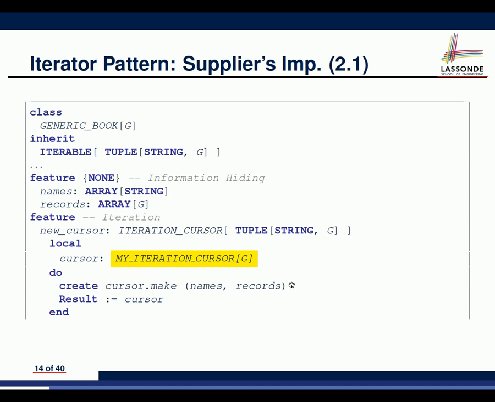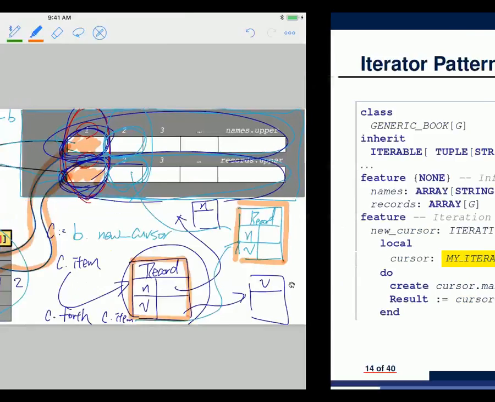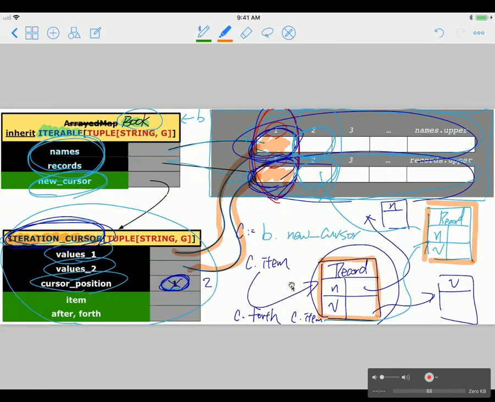However, the iteration cursor's interface does not include these two, names and records. Which means any clients who want to use the iteration cursor can only use after, item, and fourth, nothing else. All right? Again, if you see the diagram over here, the values 1, values 2, and the cursor position are completely hidden, right? Only the item, after, and fourth are public.